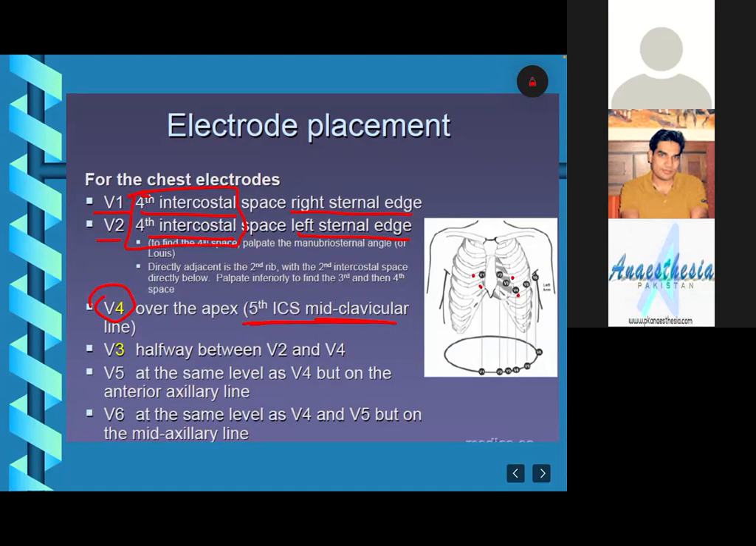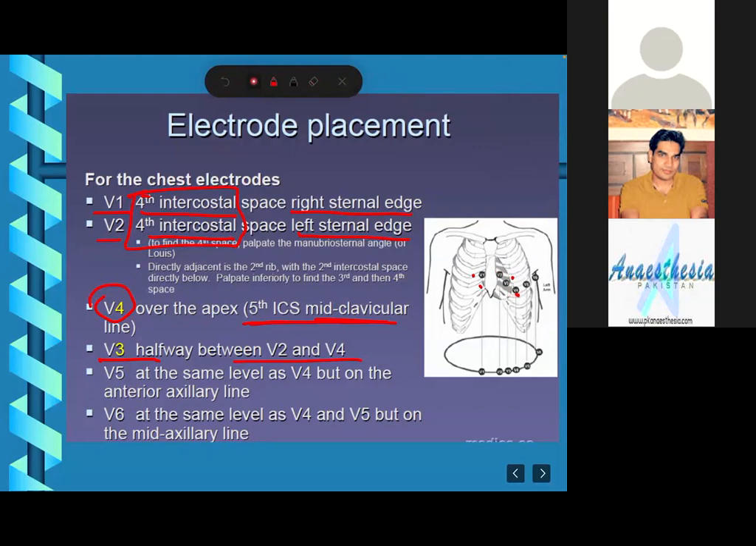We put the V3 halfway between V2 and V4. Halfway between V2 and V4, this one is the V3. It could be on the rib, because V2 is in the 4th intercostal space and V4 in the 5th intercostal space.